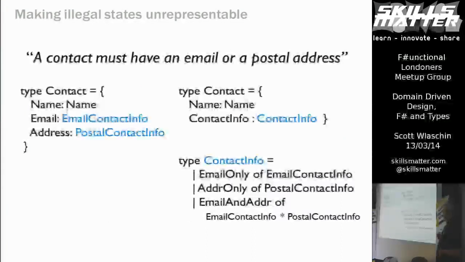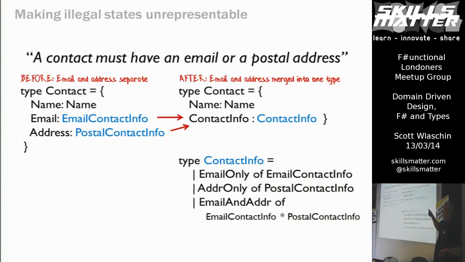So let's review that. We started off over here with an email address and postal address as separate things. And then what we did is we merged them into a single type, which is contact information. And that contact information is a choice type, one of those 3 situations.